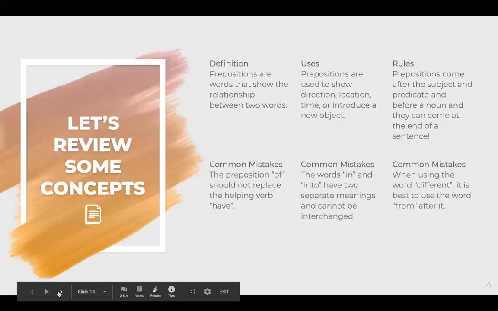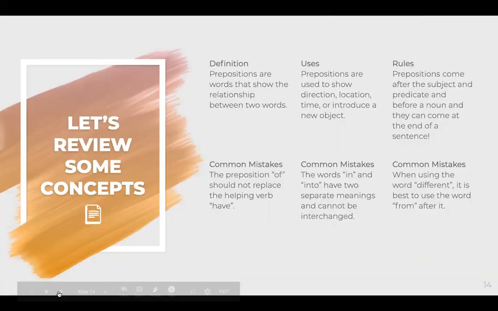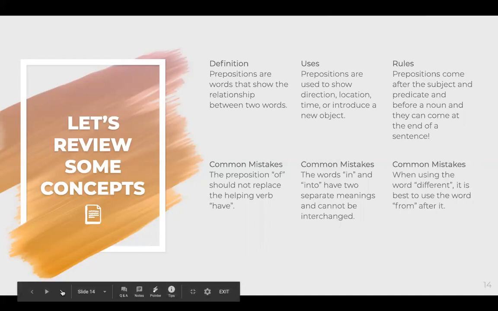Let's review some concepts. The definition of a preposition is words that show a relationship between two words. They can be used to show direction, location, time, or introduce a new object. Some rules when using prepositions are they usually come after the subject and the predicate and before a noun, and they can come at the end of the sentence. Some common mistakes are that you should never replace the helping verb have with the preposition of, never interchange the words in and into, and when using the word different, it's best to use from after it rather than than.